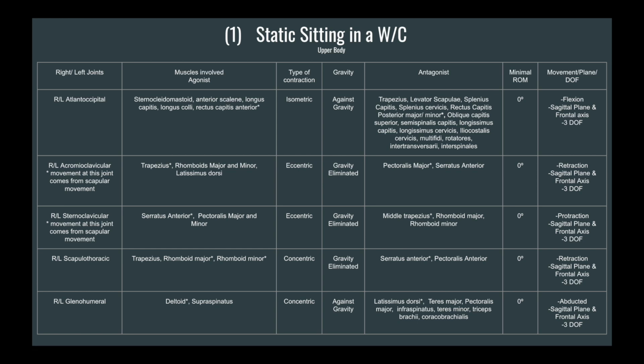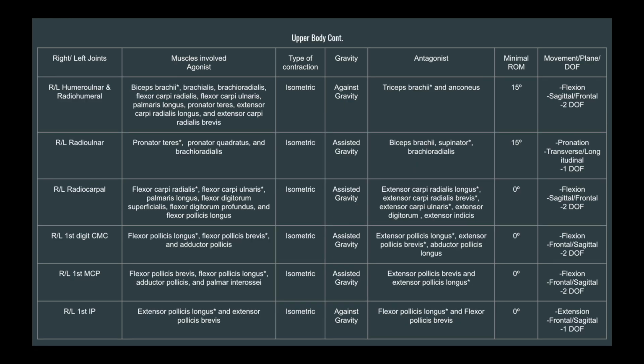The glenohumeral joint is next in abduction. The main agonist muscle is the deltoid, and the main antagonist muscle is the latissimus dorsi. Moving on to the humeral ulnar and radiohumeral joints, they are both in flexion in the sagittal plane and frontal axis. The main agonist muscle is the biceps brachii, and the main antagonist muscle is the triceps brachii.